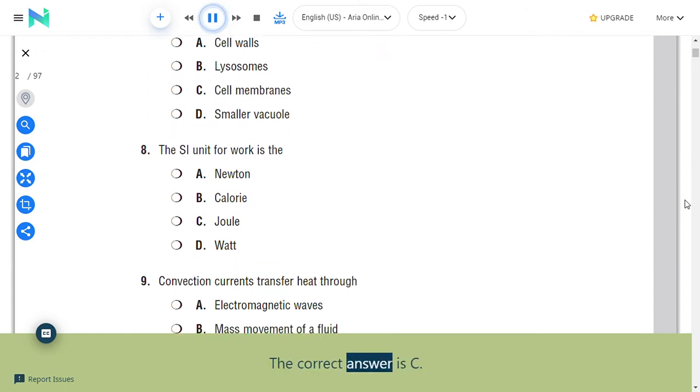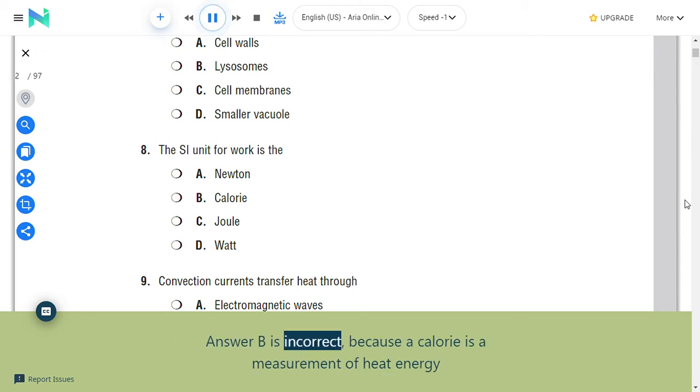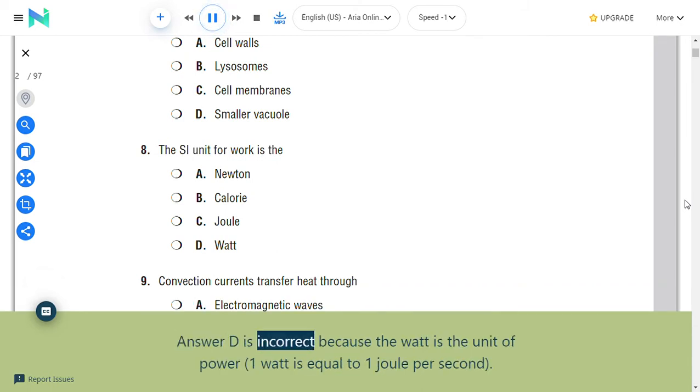8. The correct answer is C. The joule is the SI unit for work. Answer A is incorrect because the newton is the unit for force. Answer B is incorrect because a calorie is a measurement of heat energy. Specifically, 1 calorie is equal to the amount of heat required to raise the temperature of 1 gram of water by 1 degree Celsius. Answer D is incorrect because the watt is the unit of power, 1 watt is equal to 1 joule per second.